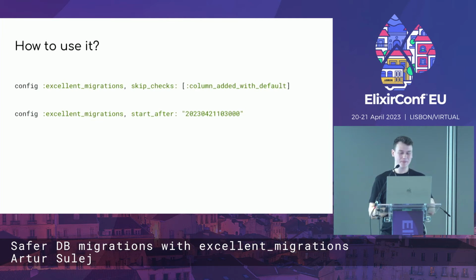This is useful when you want to integrate the lib into a project that already exists and has a lot of migrations that already went to production. There's no point in checking something that was already deployed, even if it caused downtime or something bad happened, because it's done and there's no point in wasting time checking that.